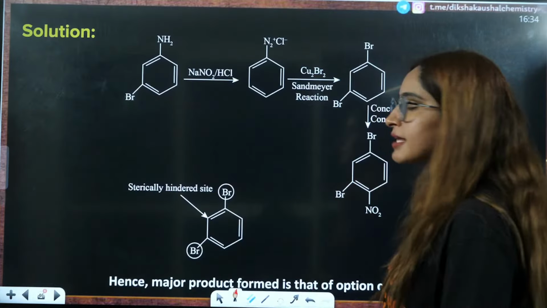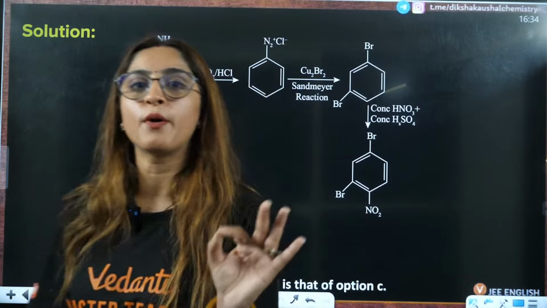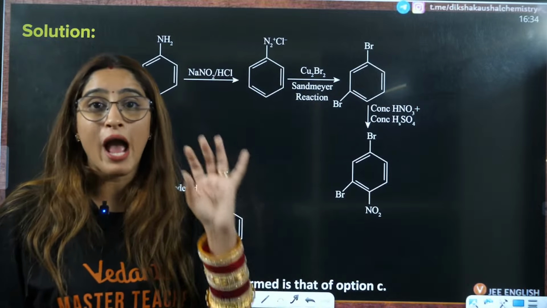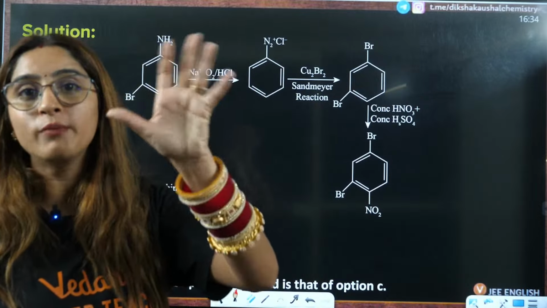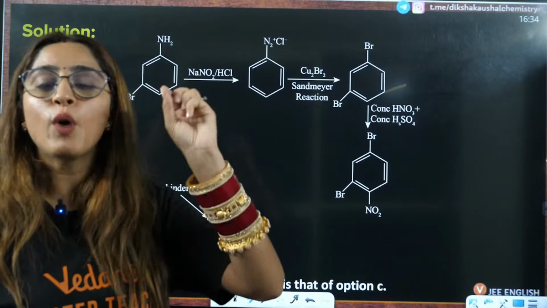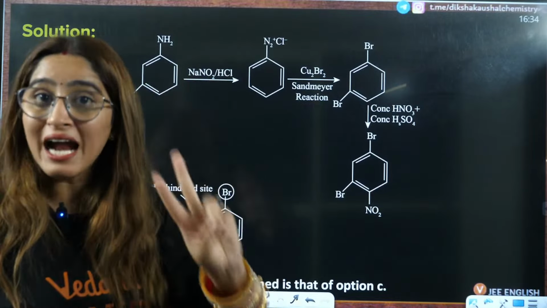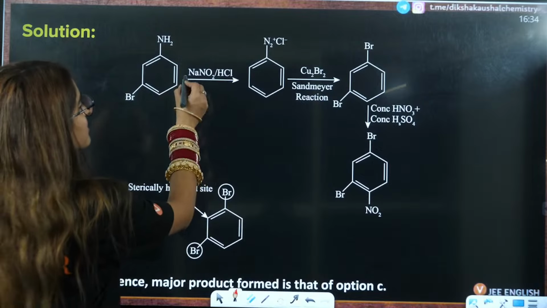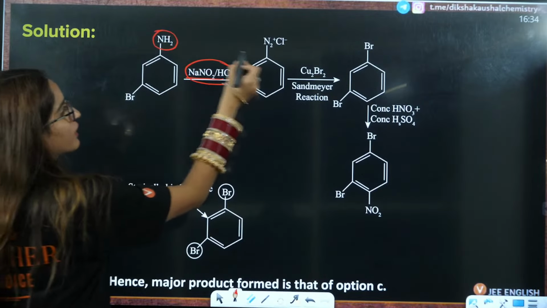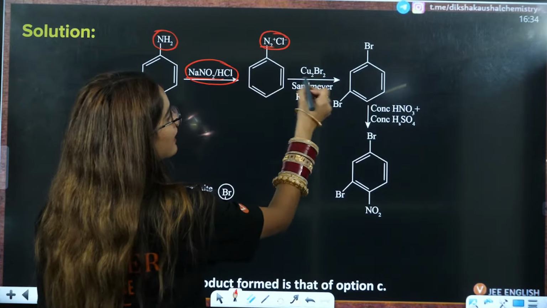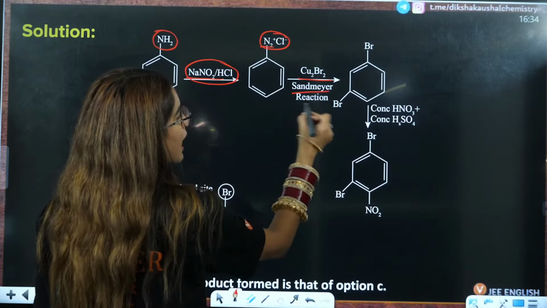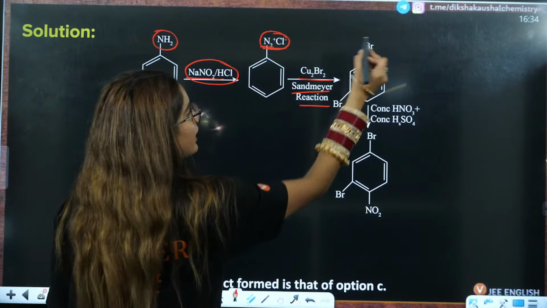So first thing is, you need to learn the things about reagents and naming reactions. I can guarantee you will score full marks in organic chemistry if you have knowledge of reagents and naming reactions. So here it is, diazotization. This will be converted to N2Cl. After that, add Cu2Br2, that is Sandmeyer's reaction. This is converted to Br.